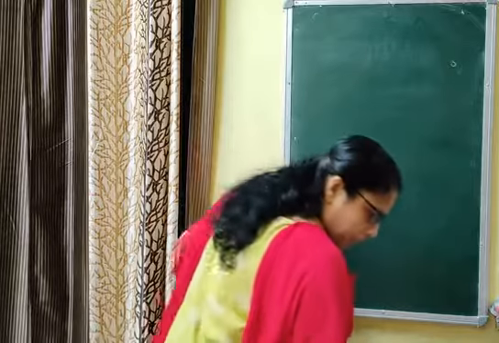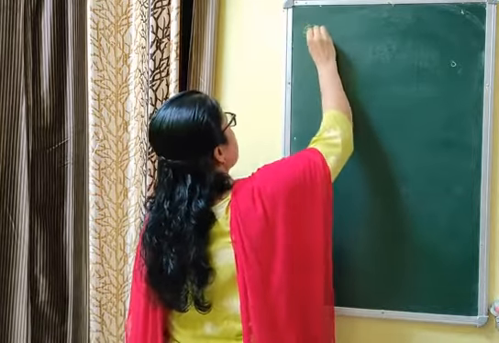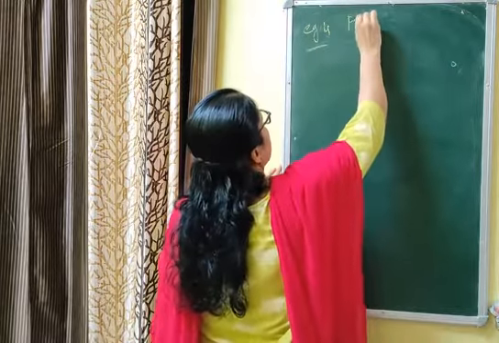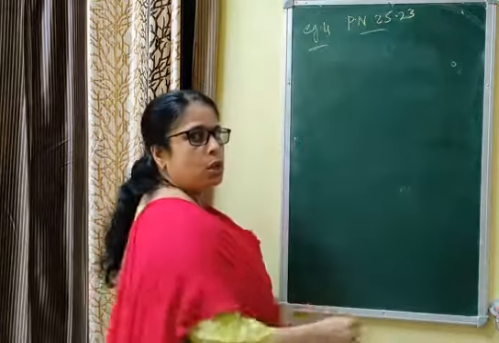Next is an example, level 2 question. This is an NCERT question, Example 4 of page number 25.23. Very important, 25.23. This question can be expected for 4 marks.